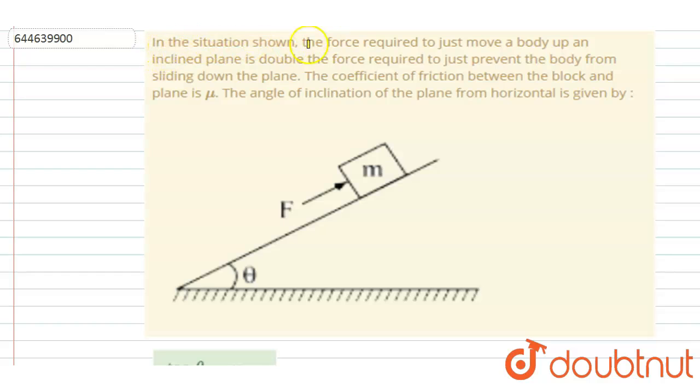In the situation shown, the force required to just move the body up the inclined plane is double the force required to just prevent the block from sliding down the plane. The coefficient of friction between the block and the plane is μ. The angle of inclination of the plane from the horizontal is given by?